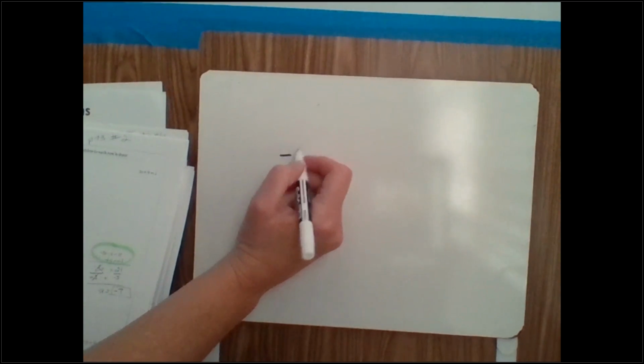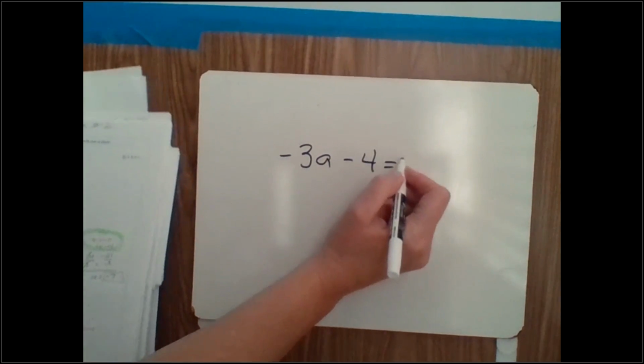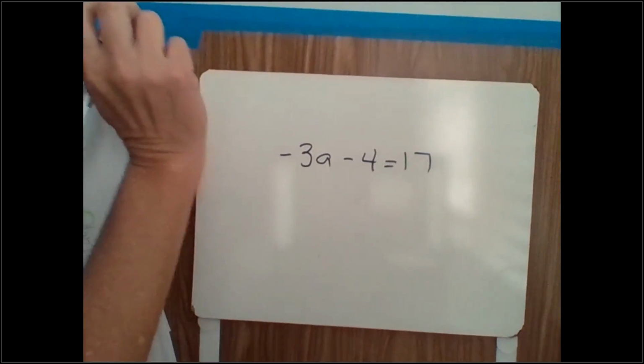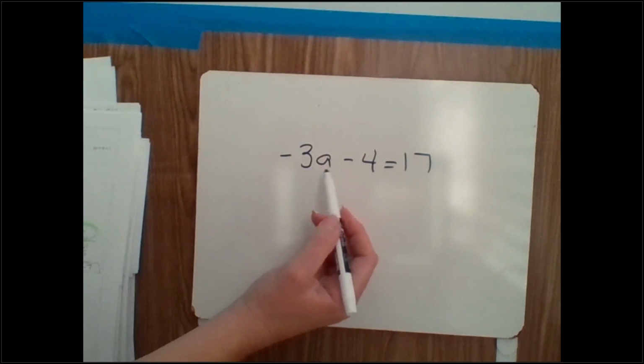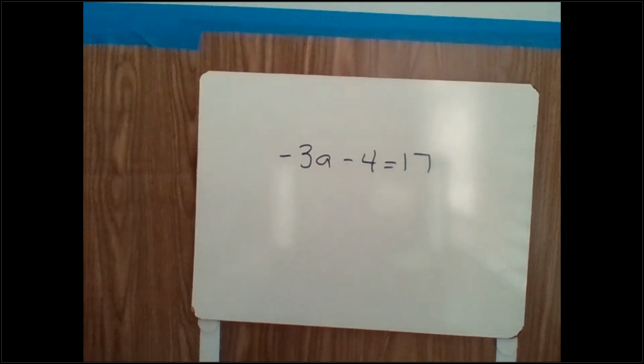Hopefully you can see my whiteboard okay. We're going to start with a pretty basic problem, but it's got a lot of negative numbers in it, and so that can make it more challenging. Okay, so that problem says negative 3a minus 4 equals 17.